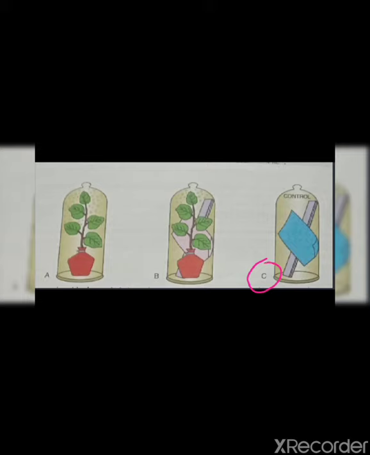Okay, after setup A and setup B, we arrange setup C. In this setup, we take one bell jar, but inside the bell jar, we do not keep any plant. Is it clear? This third bell jar will be without the plant. But inside the bell jar, we place a piece of cobalt chloride paper. Clear, class? After that, we keep all these three bell jars together in the sun. After about half an hour, we observe all these three bell jars.